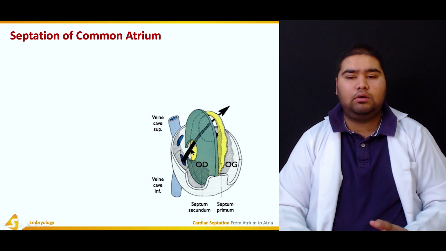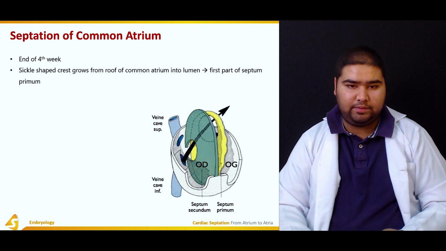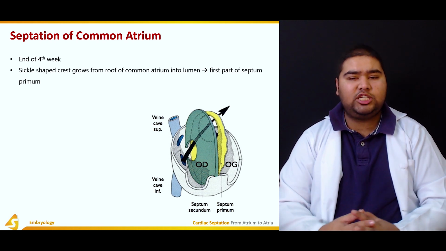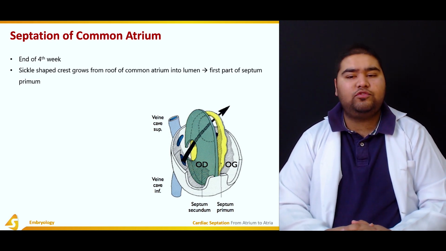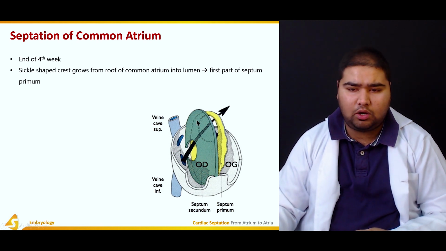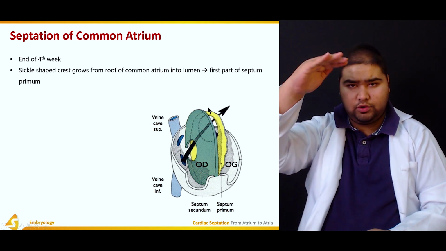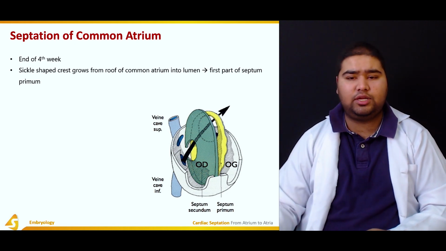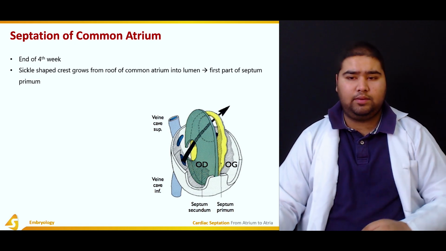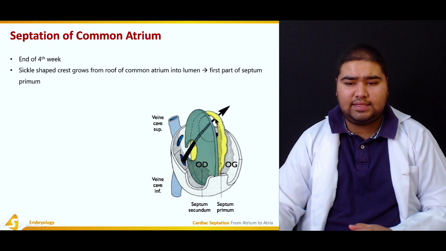So now let's get into the septation. It's the end of the 4th week of development. Now a sickle-shaped crest grows from the roof of the atrium. So this is the roof of the atrium. The sickle-shaped crest is growing from the top of the atrium into its lumen. This is the first part of the septum primum. So it's a sickle shape.